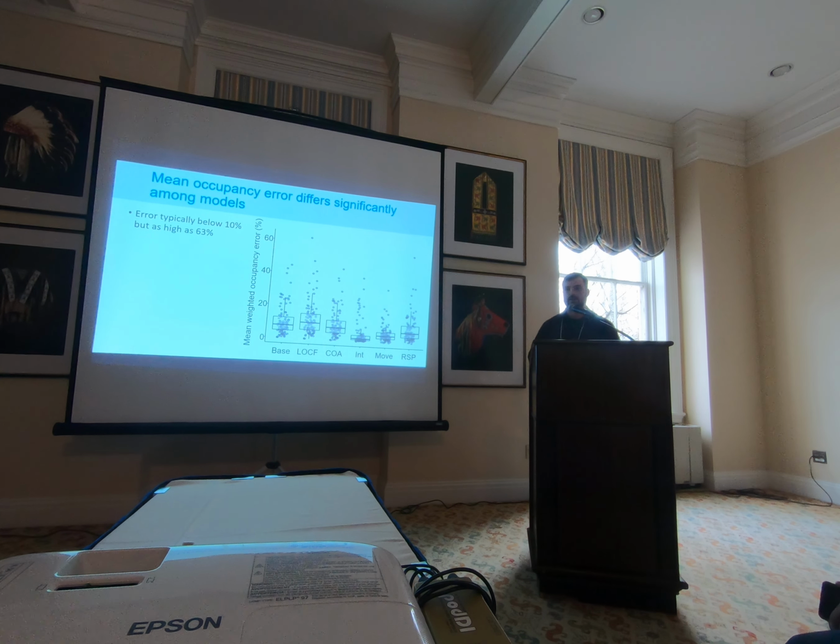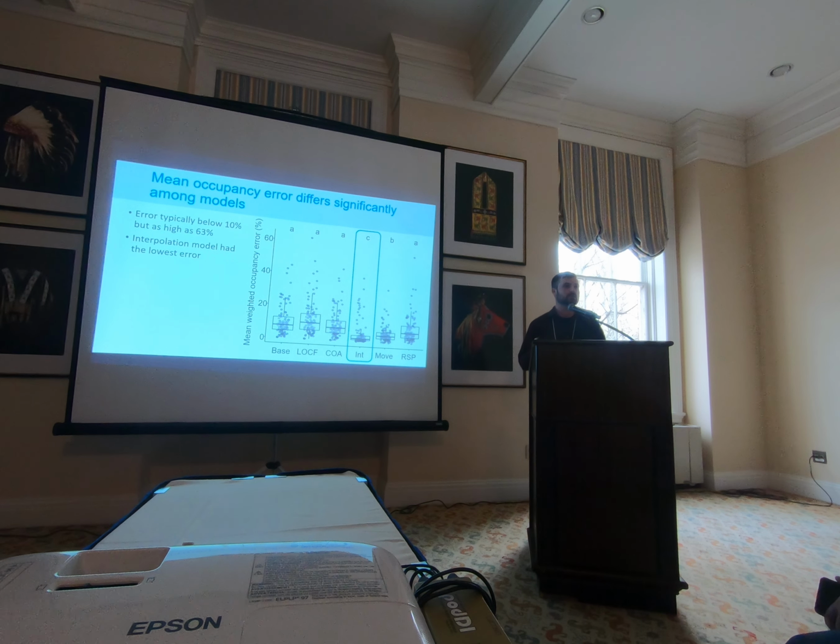So diving right into the results. This is a comparison of that mean weighted occupancy error. Again, you can just think of this as the higher the value, the more error, the worse the model. And overall, I would say models typically do well. There's less than 10% error across everything, but it could get pretty high. The highest error we saw was 63%. So that means that on average, this model, for example, was predicting the wrong region for that individual track over half the time.